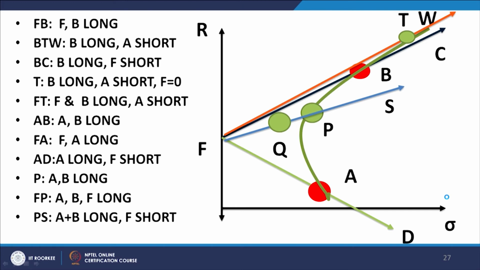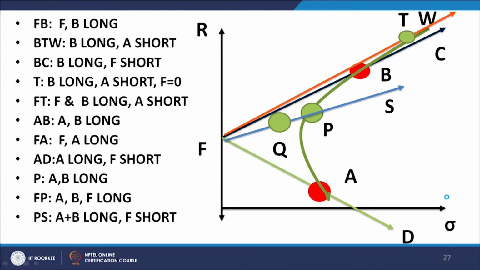Therefore, it must be a combination of A and B, because it is extended beyond B. That means xb and xa would be in such a proportion that xb is long and xa is short. So, along FT up to T, F and B are long and A is short. And what about AB? I have already discussed.